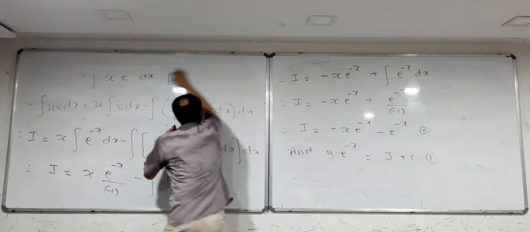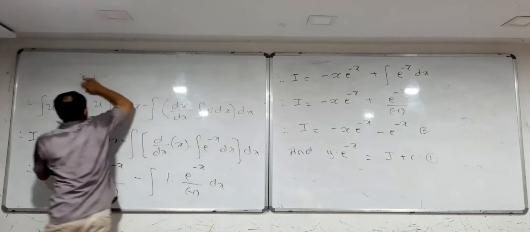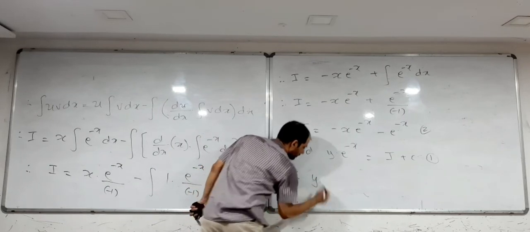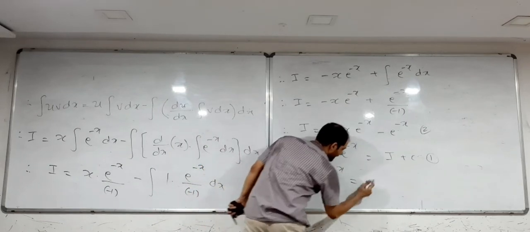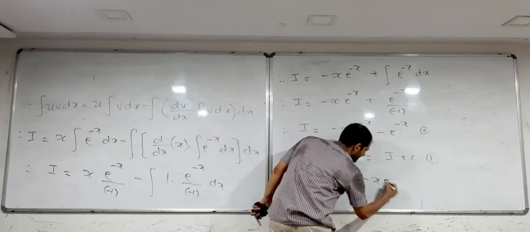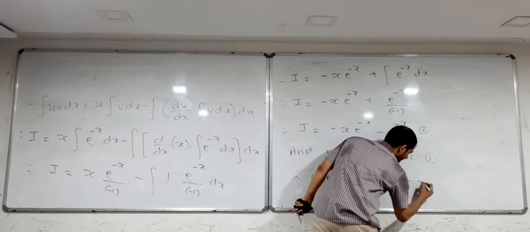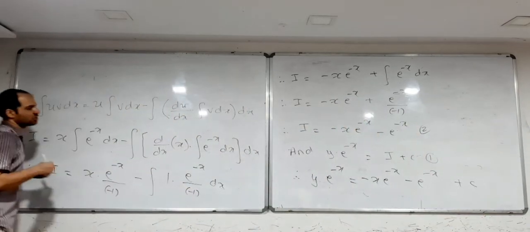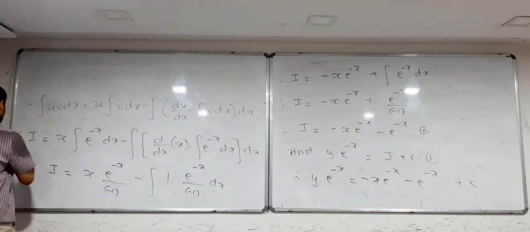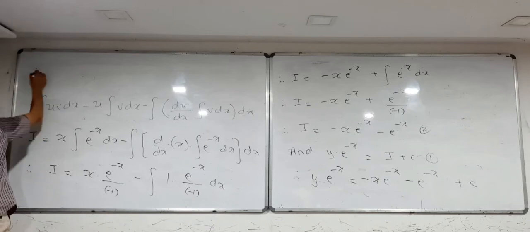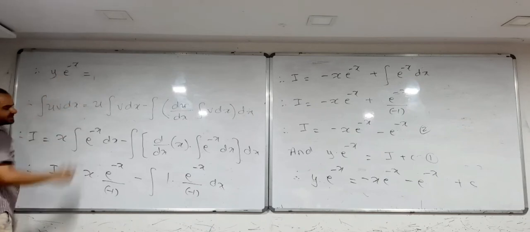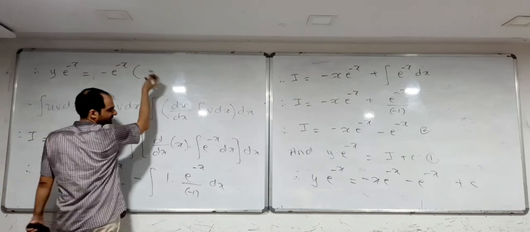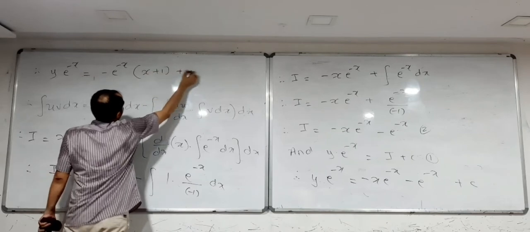Okay, तो therefore आप जरा देखो, इसमें सब्स्टिट्यूट करो. Therefore y into e raised to minus x is minus x into e raised to minus x minus e raised to minus x plus c. e raised to minus x आप कॉमन निकाल दो, e raised to minus x लेगा कॉमन. So y into e raised to minus x is minus of e raised to minus x, यहाँ पे बच जाएगा x plus 1 plus c.